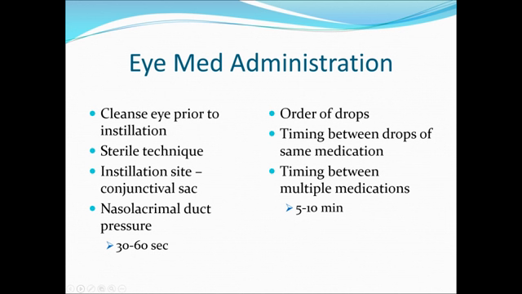A couple of things to keep in mind: if your patient is on multiple eye medications, multiple eye drops, maybe there's an eye ointment, you need to understand what order those need to go in. You also need to think about the timing between drops of the same medication. Usually we say at least 1 to 2 minutes between drops of the same medication in the same eye. If they are on multiple medications, typically we're looking at a time lapse of at least 5 to 10 minutes between each type of drop. So that is very important if you have patients who are on multiple eye medications.